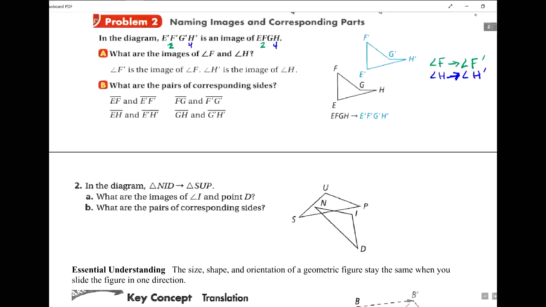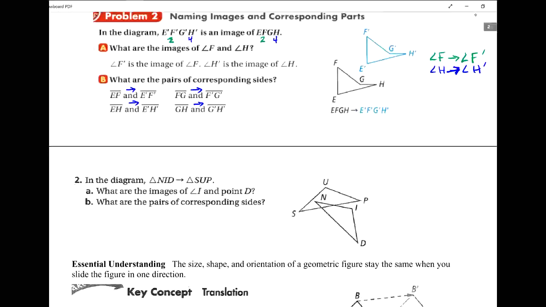Okay. What are the pairs of corresponding sides? Well, order matters. Segment EF and segment E prime, F prime. We could use our arrows here. Segment FG, segment F prime, G prime. Segment EH, segment E prime, H prime. Segment GH, segment G prime, H prime. So that's easy enough. Pause the video and try the example.